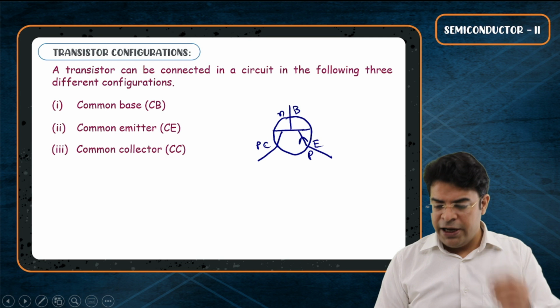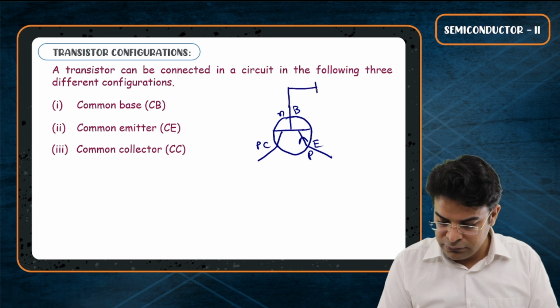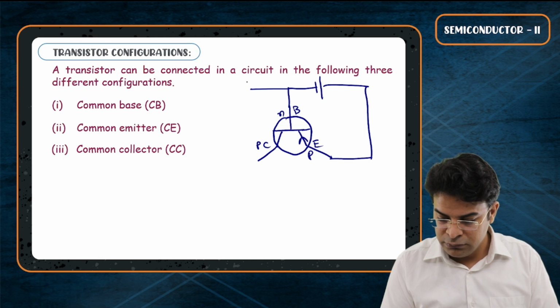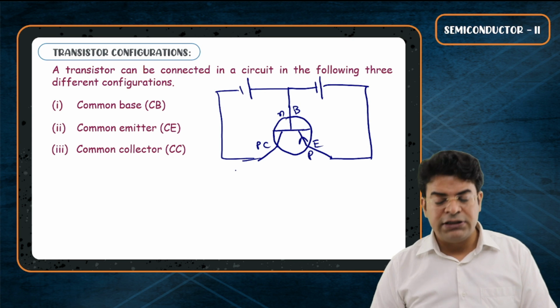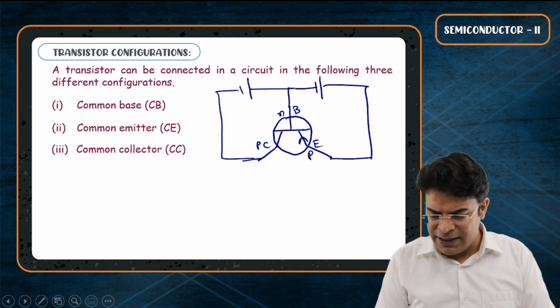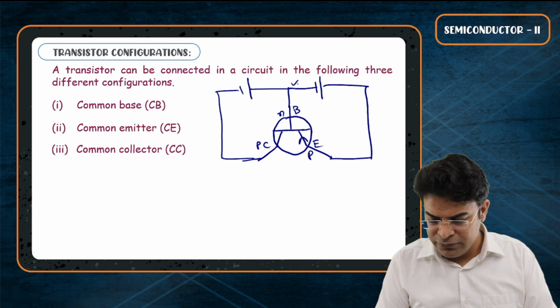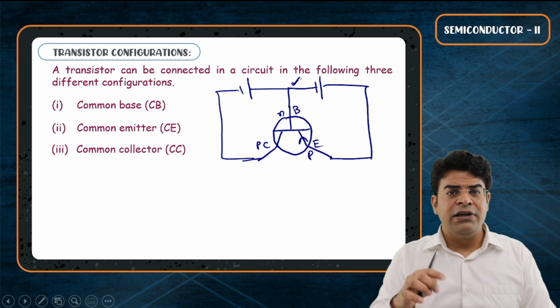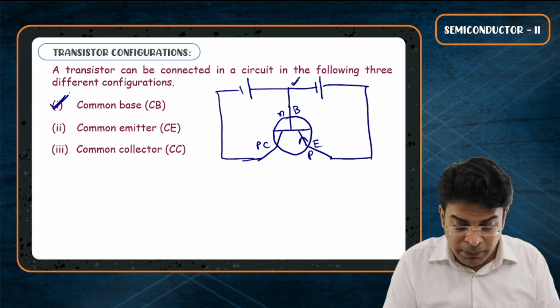Now if I make the drawing like this, tell me, is this common emitter, common base, or common collector? You will say, sir, you can see that the base is connected to the emitter on the right and the base is connected to the collector on the left. This is the common base type.